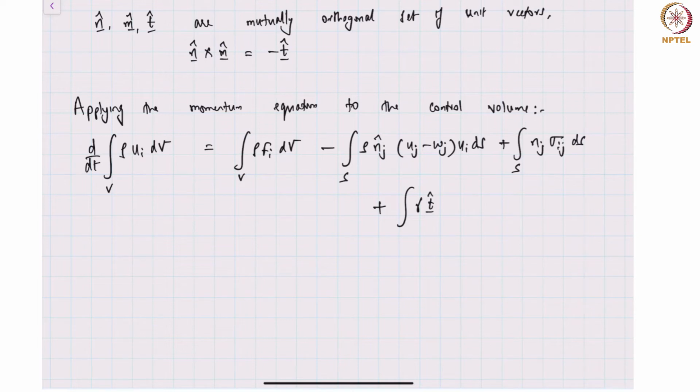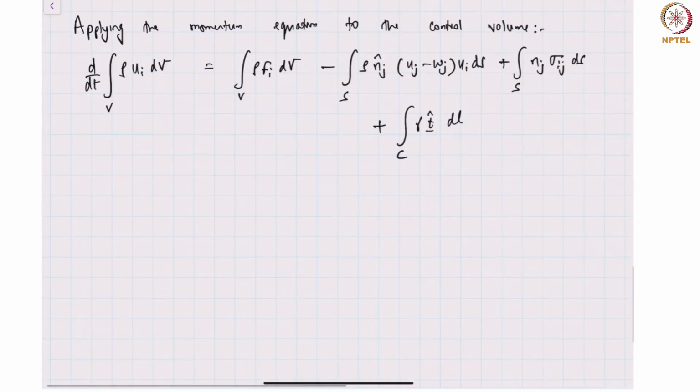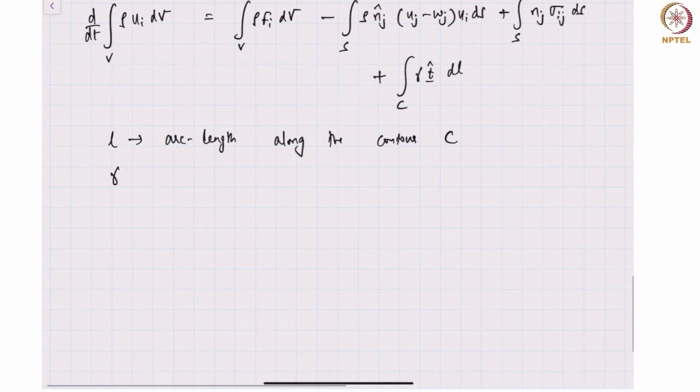So you can clearly see that this force acts all along the contour. So it's a contour integral. As I go along the contour, the variable that is changing along the contour is dl. So L is the variable that is changing along the contour. As L increases, I'm traversing along the contour. So L is arc length along the contour C. Gamma is surface tension.